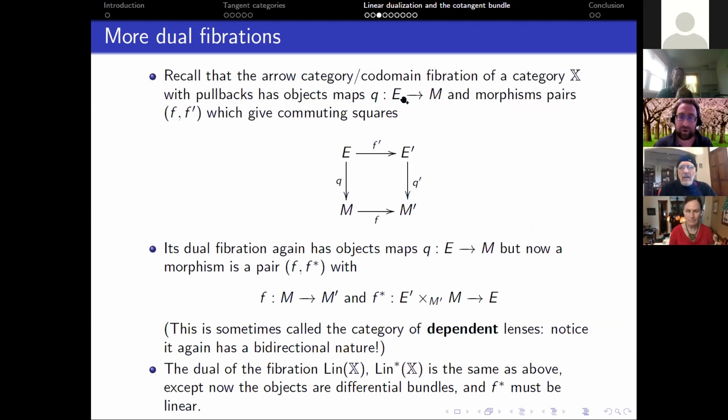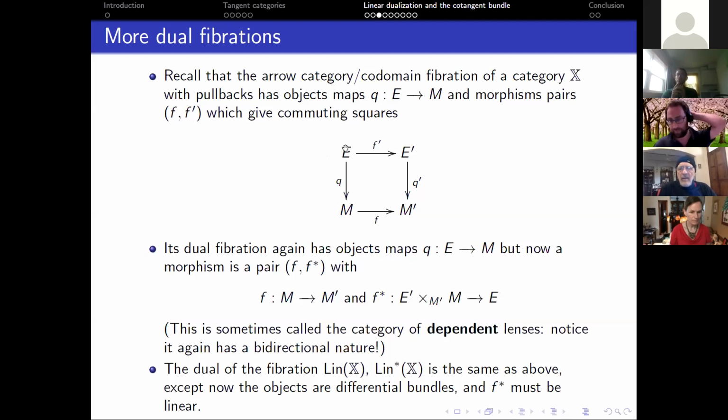So more specifically for us, we want to look at the dual of the codomain fibration, of which the linear thing is a subfibration. So remember the codomain fibration of the arrow category has just objects, maps like this, and arrows, commuting squares. And when you take the dual fibration of that, again, you've got a bidirectional nature. So a map in the dual fibration from Q to Q prime will be a map in the forward thing from the M primes, but then a kind of backwards thing as well. Something that takes an E prime and an M, sort of fibered over M prime, and gives us something in E. So again, it's giving something both in the domain and the codomain, and giving you something back in the domain.